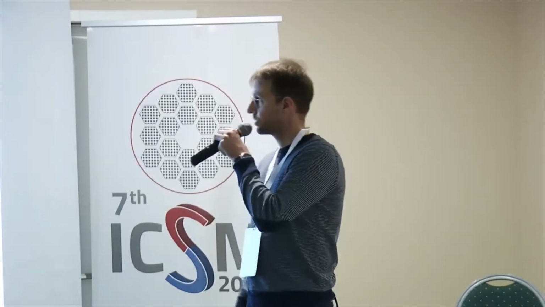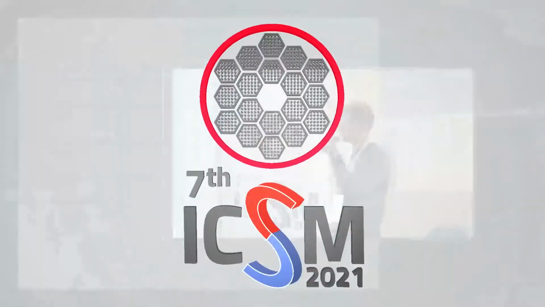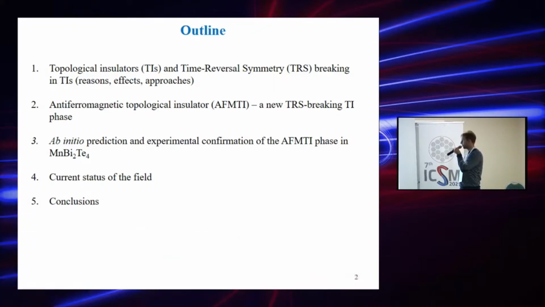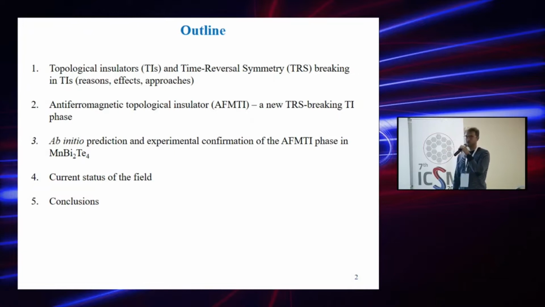Here's the outline of my talk. I will start with a brief introduction on the topological insulators, although Vladislav has given a very good insight into these materials in his talk. I will just briefly recall what those materials are, and I will spend quite a time talking about time reversal symmetry breaking in TIs. And then I will introduce the antiferromagnetic TI state of matter, which is a new time reversal symmetry breaking phase. Later, in the core of my talk, I will present our results on prediction and experimental confirmation of the first antiferromagnetic TI, which is manganese bismuth 2-tellurium-4. And before I conclude, I will briefly review the current status of this emergent field.